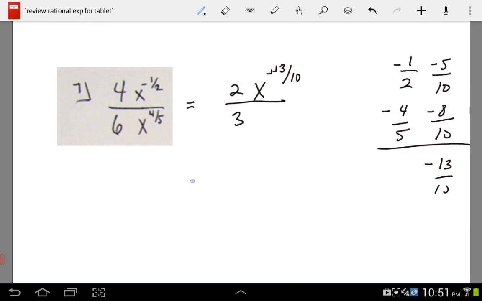Now, we can't leave it as negative, so we're going to move that to the denominator. So it'll be 2/3 x to the 13/10 power there.